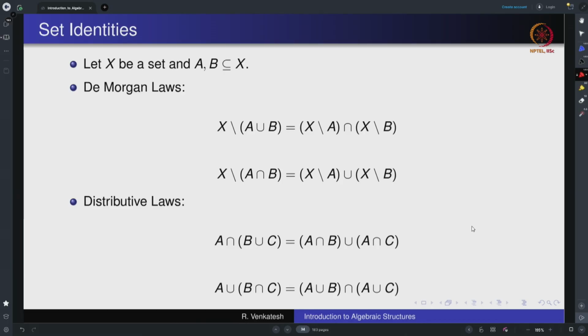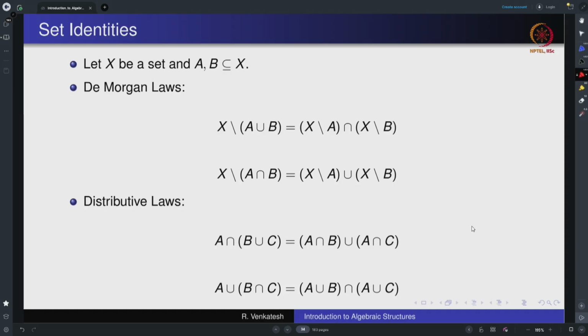Welcome back everyone. In this lecture we are going to see some set identities to begin with, and then later I will define what relations and functions are, and so on. So, first let us start with X being a set, and then we will take A and B as subsets of capital X. You must have seen in schools De Morgan's laws and distributive laws and so on.